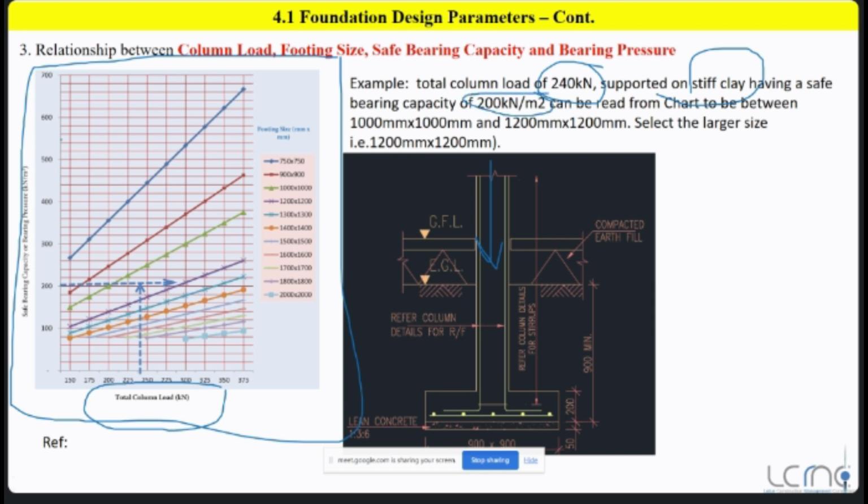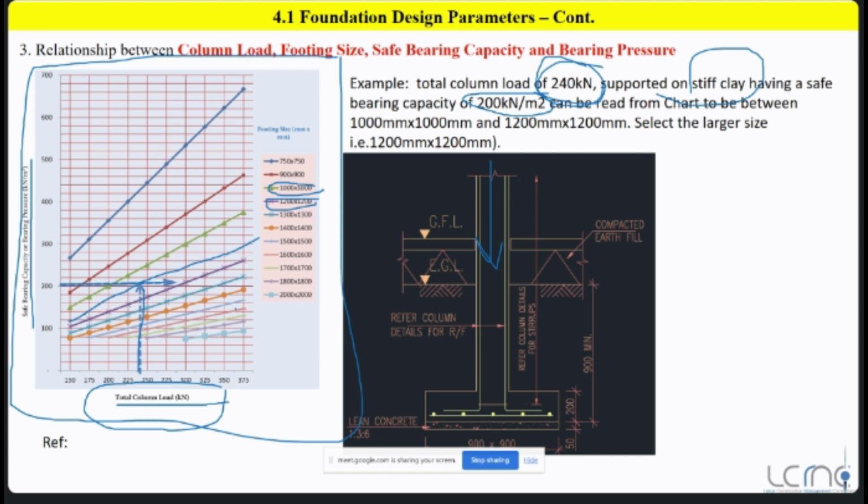Then considering the chart, what are the two axes? One is total column load, the other one is safe bearing capacity or bearing pressure. So you know these two values. 240 kilonewton is the column load, and 200 kilonewton per meter squared is your bearing capacity. This is your 240. This is your 200. So what will be your value? Just interpolate between these two values. So what will be your value between these two parameters? That means 1000 by 1000, and the other one is 1200 by 1200.